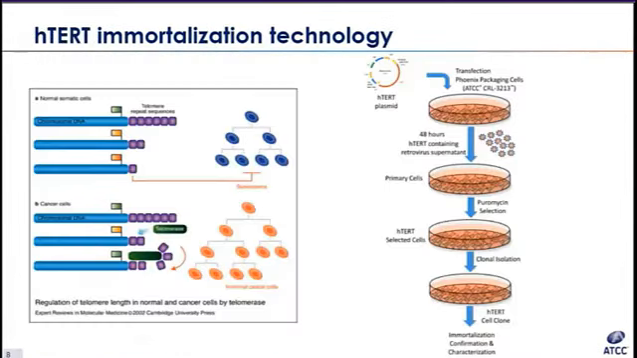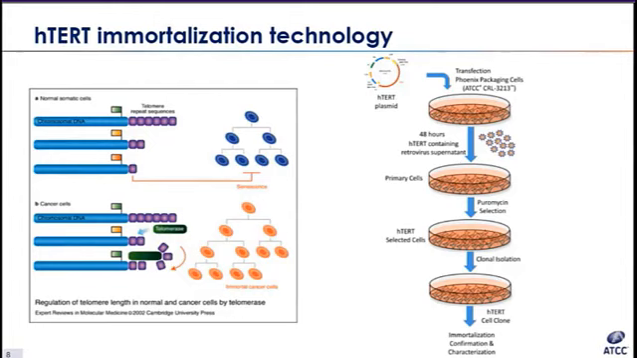Now some background on hTERT immortalized primary cells. Normal somatic cells have telomeres at the ends of their chromosomes. As the cells grow and divide, the telomeres are lost and the cells eventually senesce. That is why primary cells have a finite lifespan. In cancer-derived cells, telomerase is active and blocks the telomere erosion, so the cells never enter senescence.